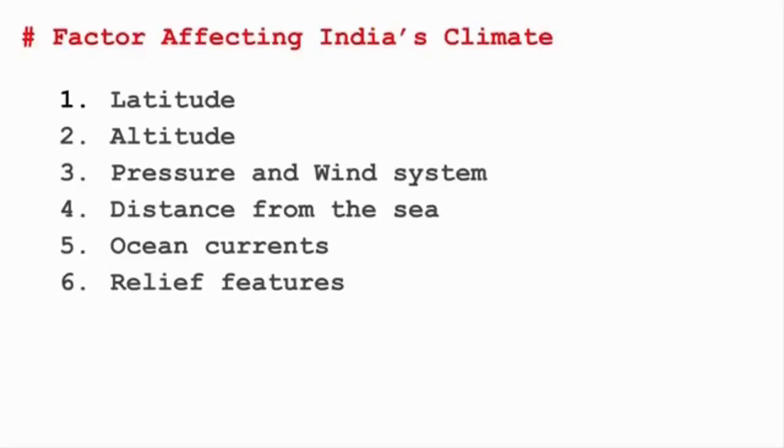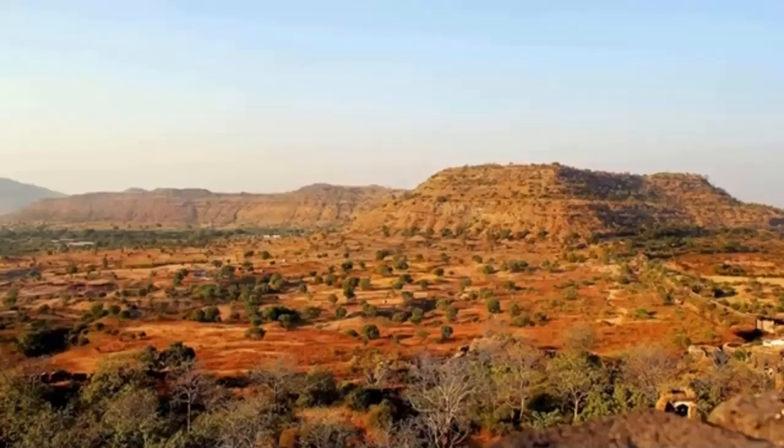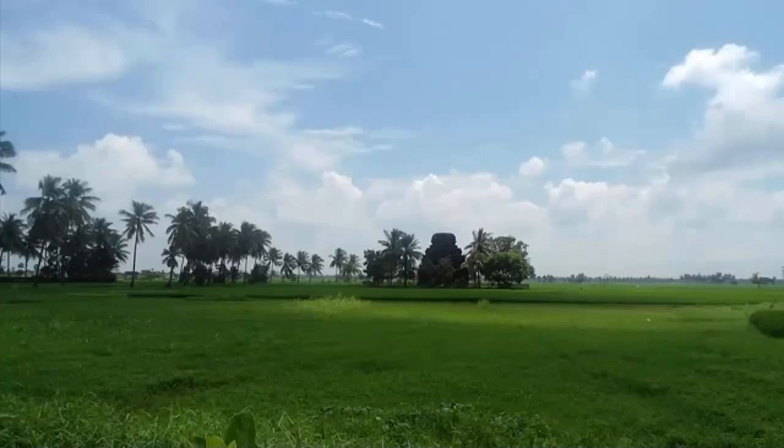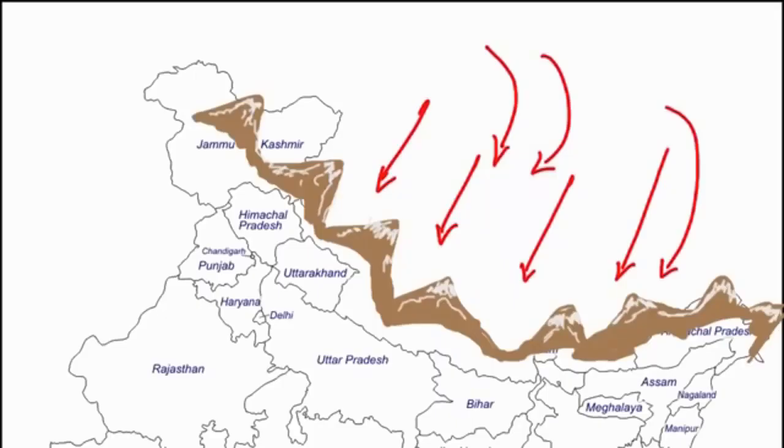And the last factor is relief features. In geography, the meaning of relief is typical high and low lying areas like mountains, plateau, plain, deserts, etc. High mountains act as barriers for cold or hot winds, just like we have the Himalayas that protect us from the cold chilly wind of the Arctic.